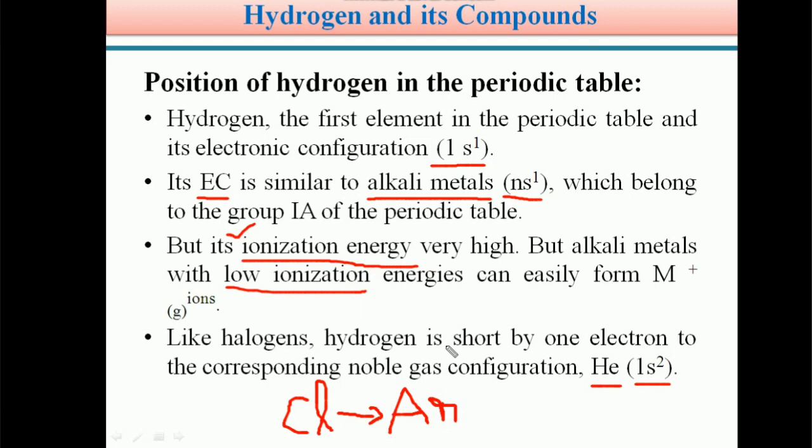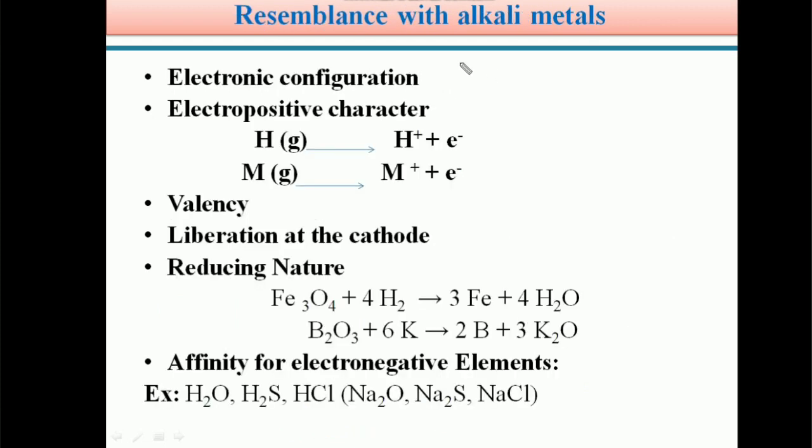So there is a controversy over whether hydrogen belongs to the halogen group or to the alkali metals group, the 1A group. Okay, so in detail we can see now. Next one, resemblance with alkali metals. Resemblance means similarity or equality with alkali metals. Some properties of hydrogen are similar to alkali metals. We can see them one by one in detail.